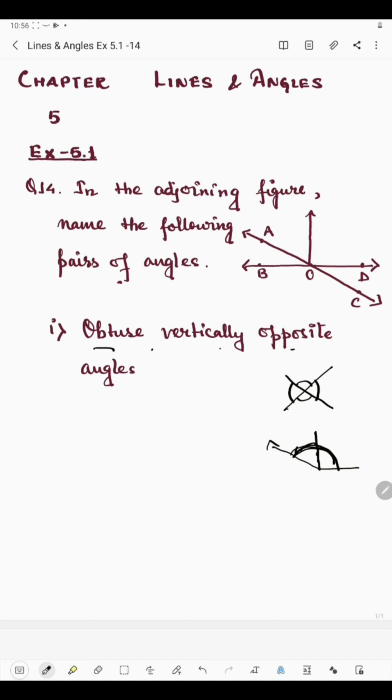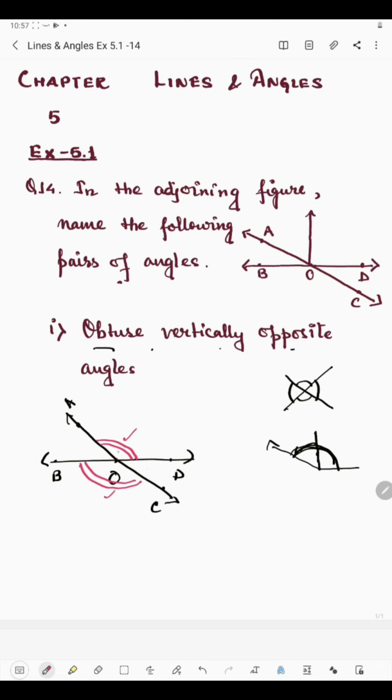Now here, this line BD and line AC intersect each other at point O. Okay. Now here, this angle and this angle are vertically opposite angles. Again, these and this also are vertically opposite angles. Now in which these two are vertically opposite as well as obtuse angles. These are obtuse vertically opposite angles.